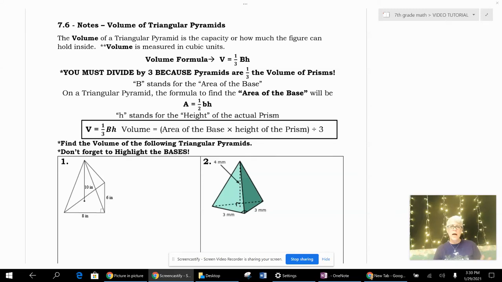Hey guys, final lesson for Unit 7. And this one's going to be a doozy. I mean, the triangular pyramid is probably one of the more confusing shapes just because, well, first off, find the area of a triangle. Everyone always forgets to divide by 2.